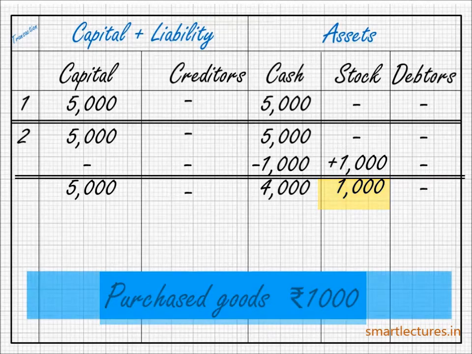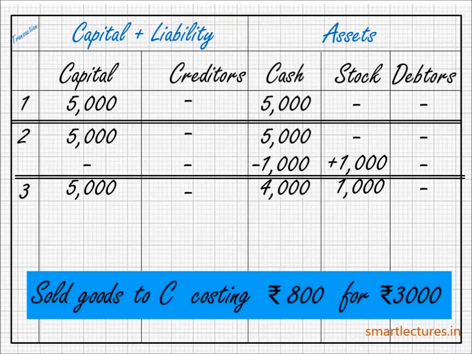And then sold goods to C costing rupees 800 for rupees 3,000. It means goods have been sold to C. Now you can see that they have not mentioned whether these sales are credit or cash, but they have mentioned the name of the party, I mean the customer, and the name of the customer is C. It means these are credit sales. If the name of the party has been mentioned, it will be called credit sales. So credit sales costing rupees 800 for rupees 3,000.